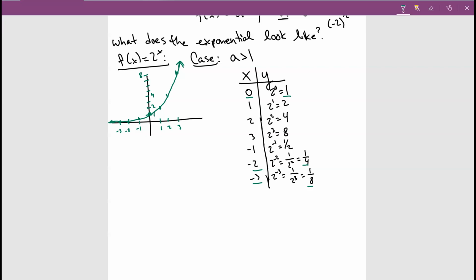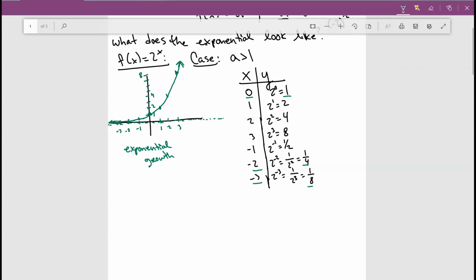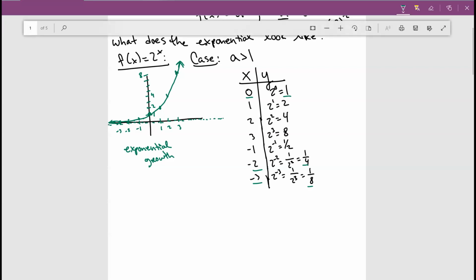So basically what happens here is what we call exponential growth. I'm exponentially increasing. And in addition, this is getting closer and closer to 0, but it's never going to touch it. So we're going to draw this little imaginary line that denotes that I'm getting closer to this line, but I'm never going to touch it. And this line is what we call the asymptote. It's a horizontal asymptote.